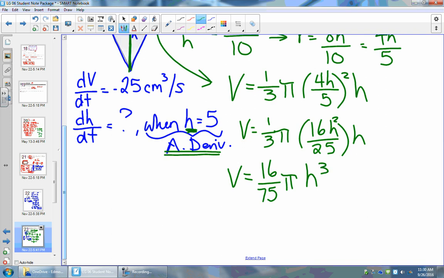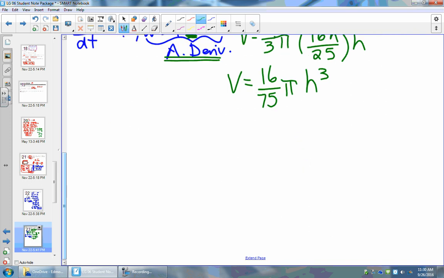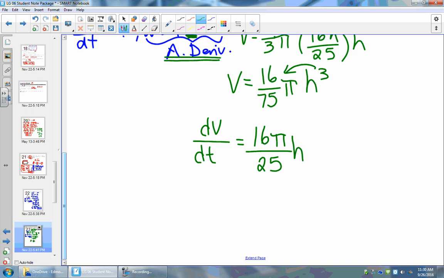H cubed. Okay. And now taking the derivative is quite easy because, again, 16 over 75 pi is just a coefficient. So I'm just, again, multiplying 3 by that. So I've got my dv over dt equals 16 pi over 25 h squared dh over dt. Now that I have taken my derivative and simplified, everything is fair game.